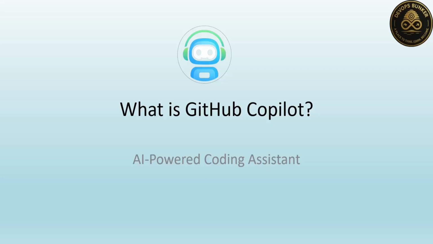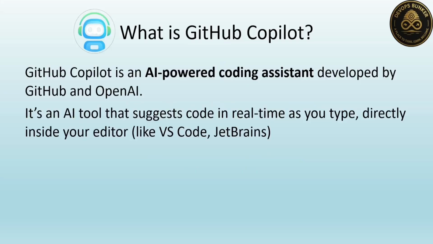So let's start. So what is GitHub Copilot? GitHub Copilot is an AI-powered coding assistant developed by GitHub and OpenAI. It's an AI tool that suggests code in real time as you type directly inside your editor, like VS Code, JetBrains, and there are some other developer platforms also there.